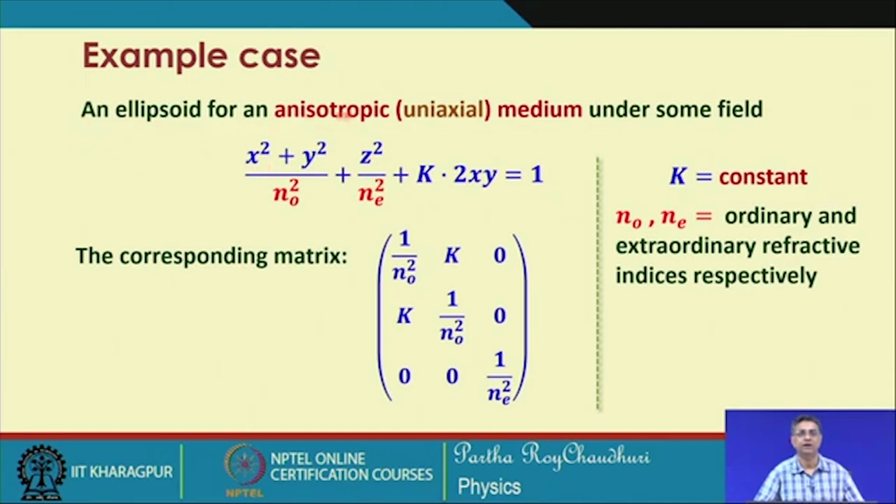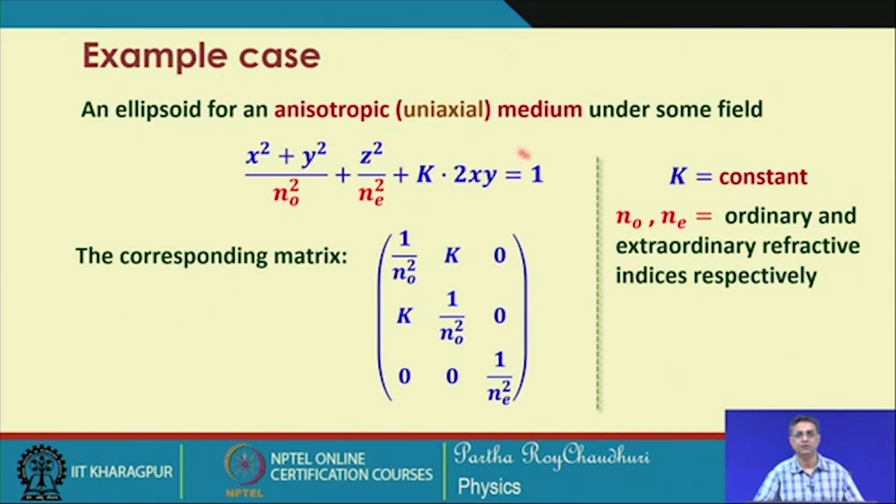So, an ellipsoid for a uniaxial medium under some field will look like this. This may be equal to some electro-optic coefficient multiplied by the electric field, which can be put as a constant k. We will see that situation. NO and NE are the ordinary and extraordinary refractive indices, and we are very familiar with this ellipsoid, which is for a uniaxial medium, but this is under the principal axis system, that is the crystallographic axis system.